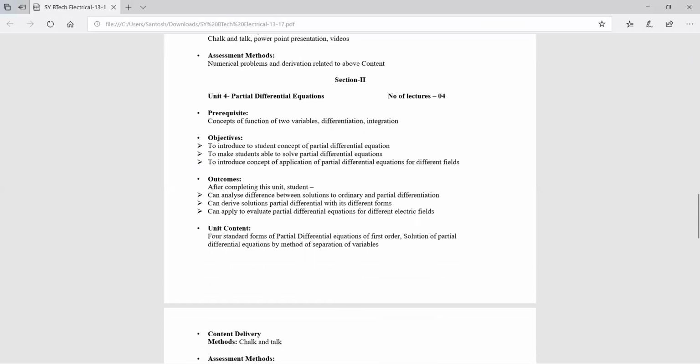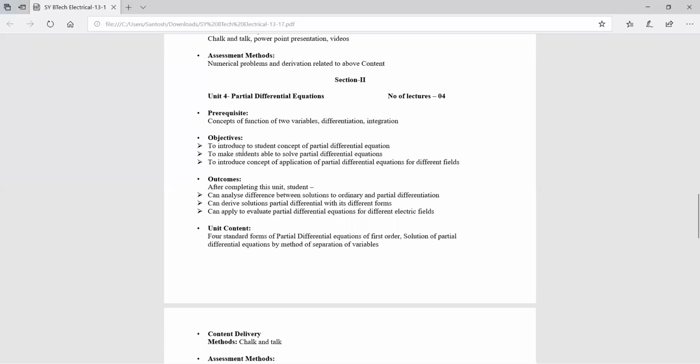Topic number 4 is nothing but topic 1 in section 2. The name of the topic is partial differential equation. In order to study this chapter number 4, partial differential equation, a student should have knowledge of functions of 2 variables, differentiation and integration.